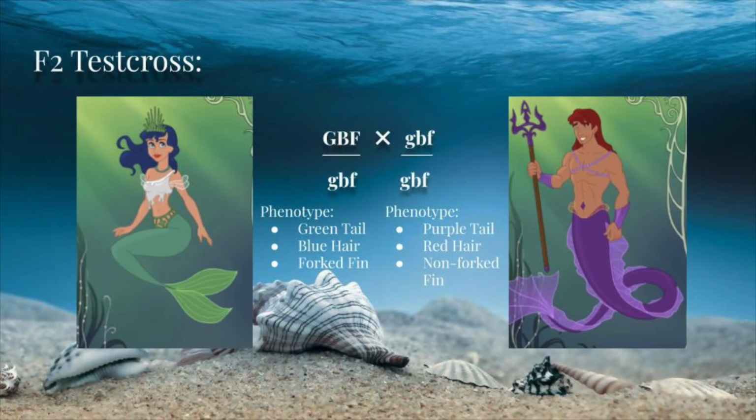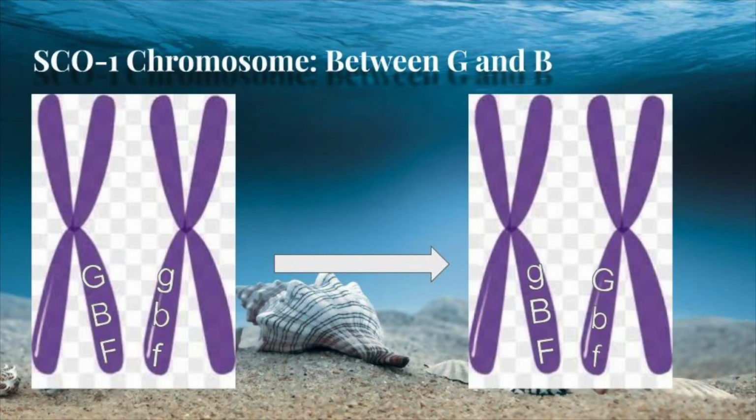This could result in offspring who undergo recombination or no recombination. If a single crossover 1 event occurs between the G and B loci, it could result in purple-tailed, blue-haired, and fork-finned offspring, or green-tailed, red-haired, and non-fork-finned offspring.